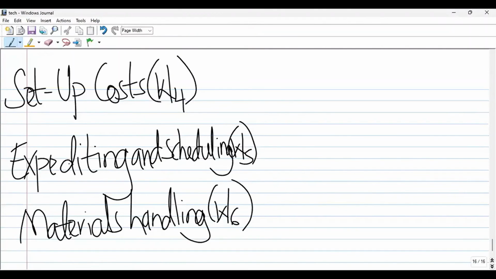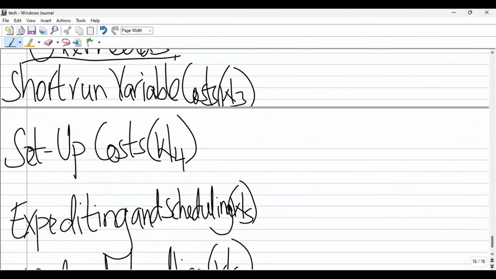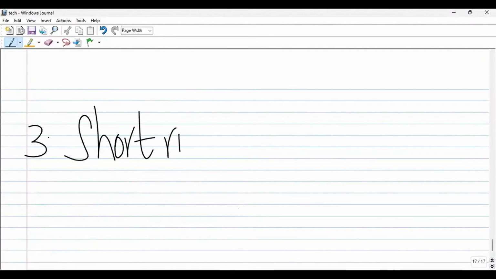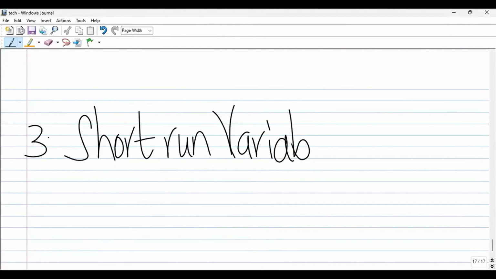So the first overhead we have is short-run variable costs, and that is going to go under working 3. So like I told you, you need to have a separate page for workings. So I hope you have that page. So working 3 is about short-run variable costs.